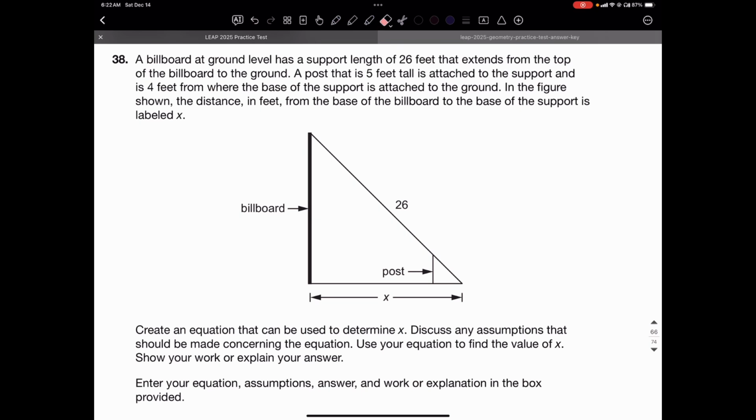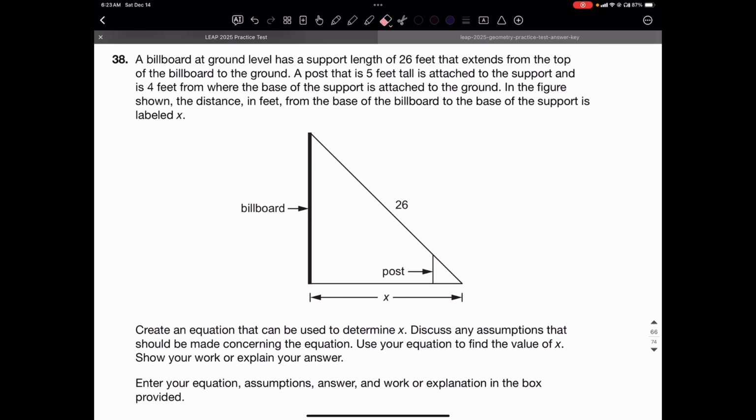A billboard at ground level has a support length of 26 feet that extends from the top of the billboard to the ground. A post that is 5 feet tall is attached to the support and is 4 feet from where the base of the support is attached to the ground.